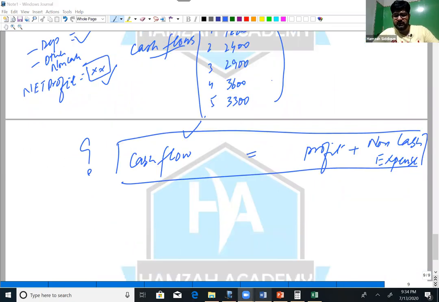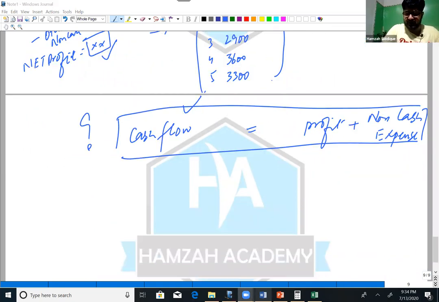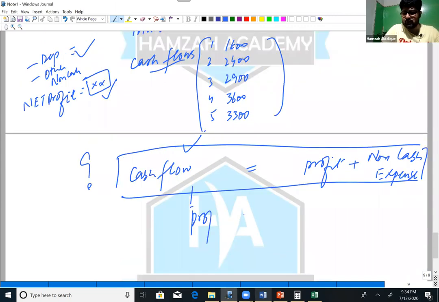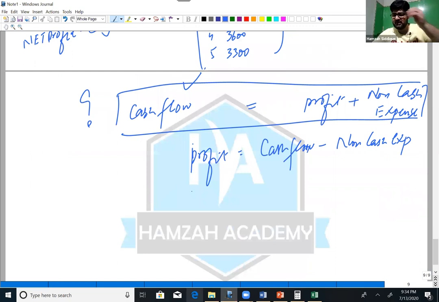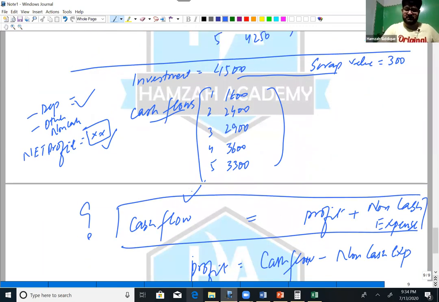Now, next, from this equation, if I say profits is equal to cash flows minus non-cash expense. Same equation. If we need profits, we have cash flows. So what we need to do is deduct non-cash expense from the cash flow. Simple as that. Now come here. In this question, we have cash flows, we need profit. What is non-cash expense? Depreciation.